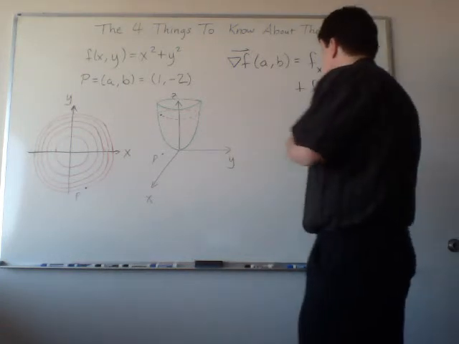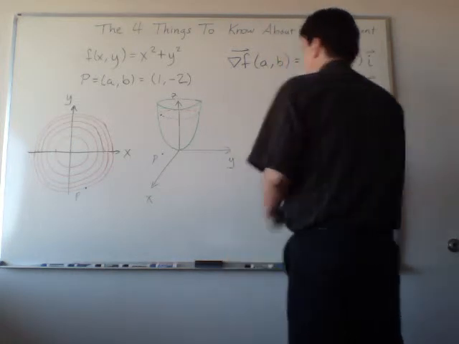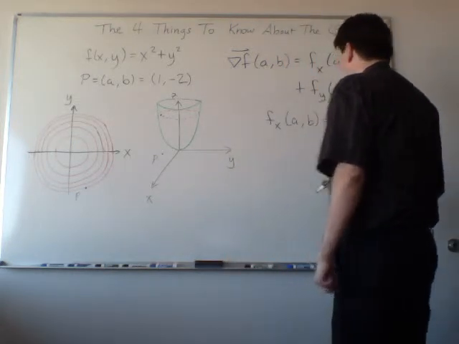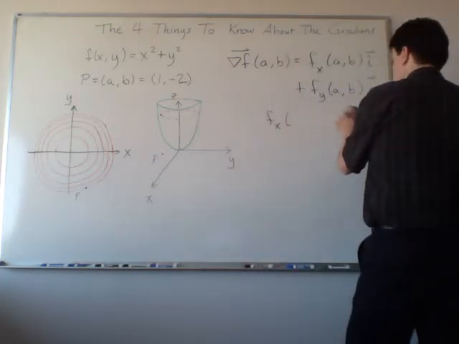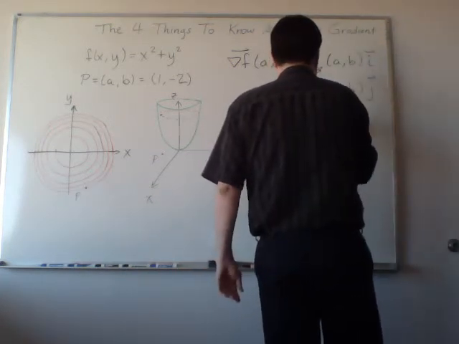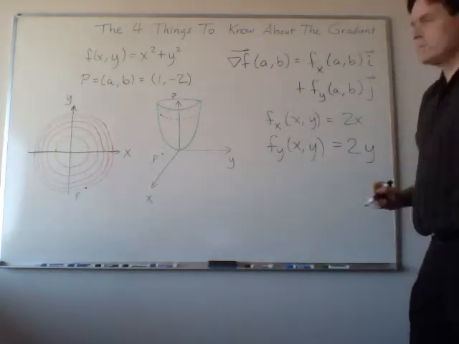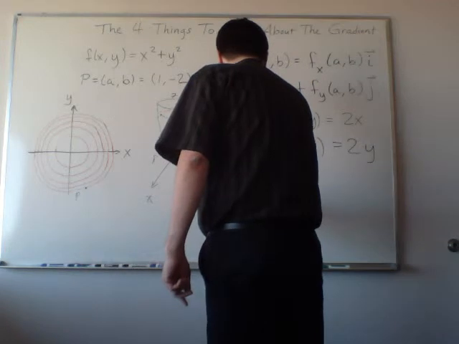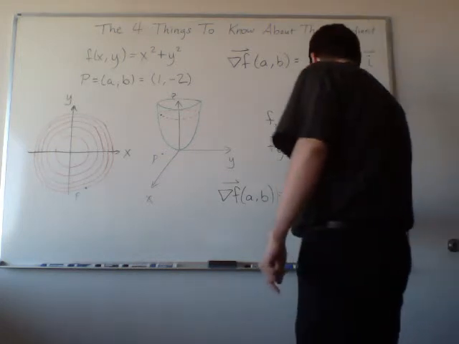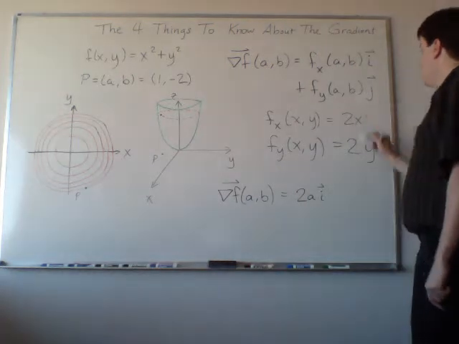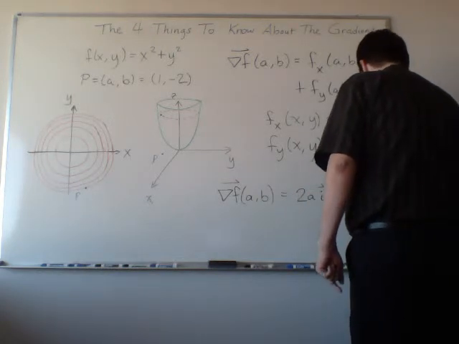In this case, I know that f sub x at (a, b) is equal to 2a. That is, the partial with respect to x is 2x, and I'm putting in the x coordinate. Actually, let me write that down first. So f sub x at (x, y) is 2x, and f sub y at (x, y) is 2y. So in this case, the gradient of f at (a, b) would be 2 times the x coordinate, that is 2a, times i, plus 2 times the y coordinate, that is 2b, times j.